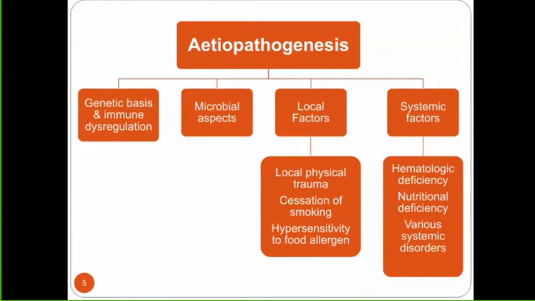Then there is a second etiological agent suggested in the microbial aspect. That means there could be some microbial infection which is causing abscess. Third is local factors. Local factors like any trauma, or the patient has suddenly stopped smoking, or there is some hypersensitivity to some food. All this could be one of the factors, and systemic factors like hematologic deficiency, nutritional deficiency, or some other systemic disorders. So all this are suggested as some of the etiological agents.